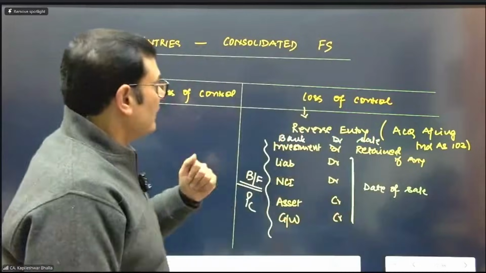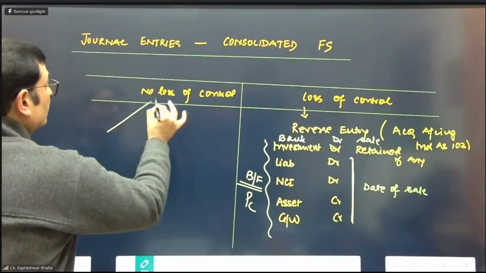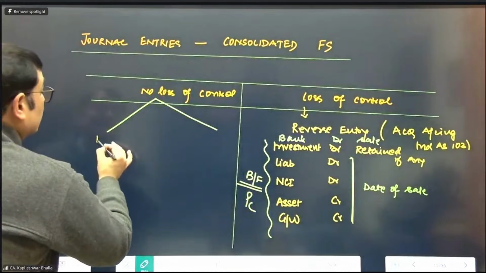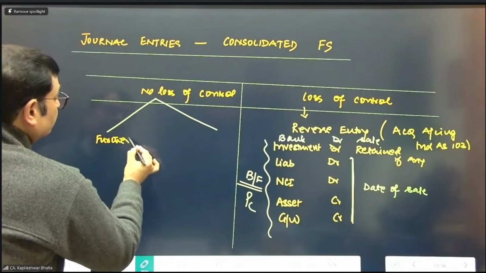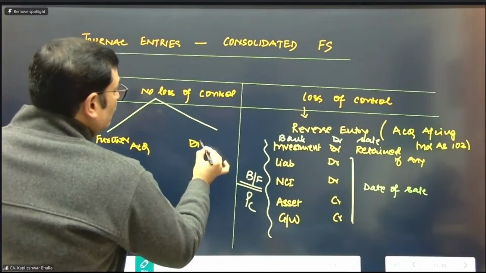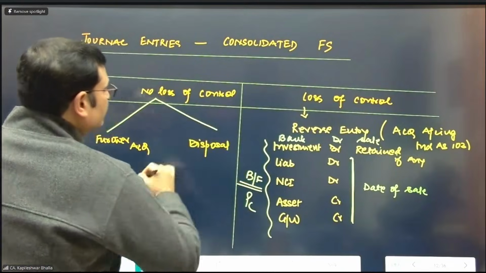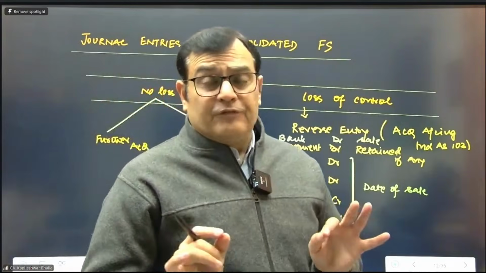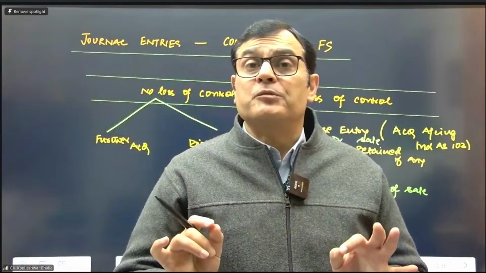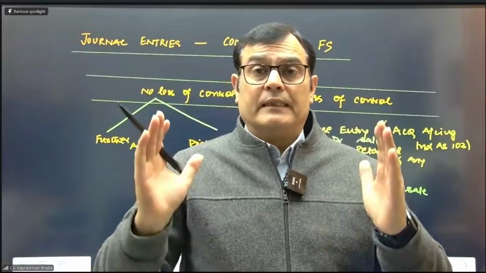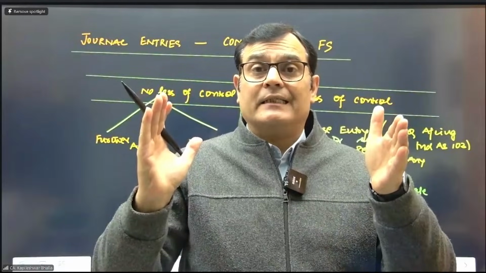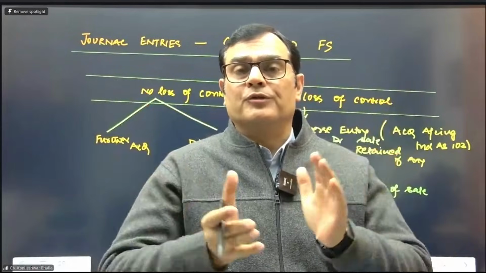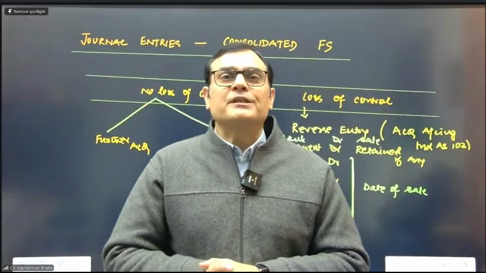That's it. Now let's come to the case where there is no loss of control. When there is no loss of control, it is either a case of further acquisition or it is a case of disposal. So here we are looking at two different cases. One is a further acquisition and one is a case of disposal. If there is no loss of control, what the standard considers is that the NCI is dealing with a controlling interest. There are two stakeholders, one who has control and one who has no control. That's NCI. So they're dealing with each other.